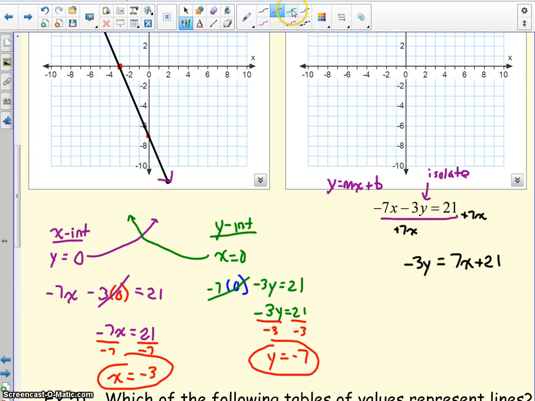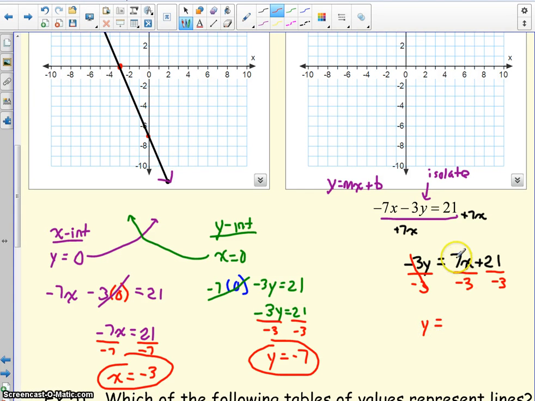I have negative 3y. So what I'm going to do now is divide the left side of the equation by negative 3. Remember, since I'm dividing the left side of the equation by negative 3, I have to do the same thing to the right side. So that means I'm dividing every term on the right side by negative 3 as well. Okay, so here those are going to cancel, so I'm just going to be left with y.